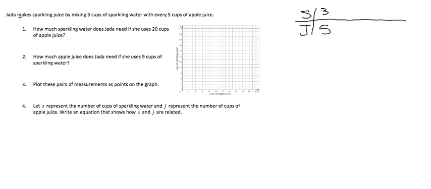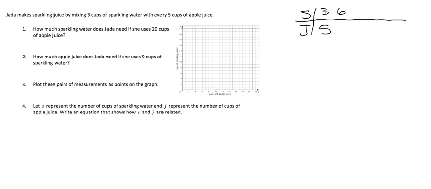So for this one here, Jada makes sparkling juice by mixing 3 cups of sparkling water with 5 cups of apple juice. So just like the other day, I made sure that we have a grid here so that we can see the relationship between the sparkling water, in which I made S, and the juice, which I made J. So if we see here, for every 3 cups of sparkling water, we have 5 cups of juice.